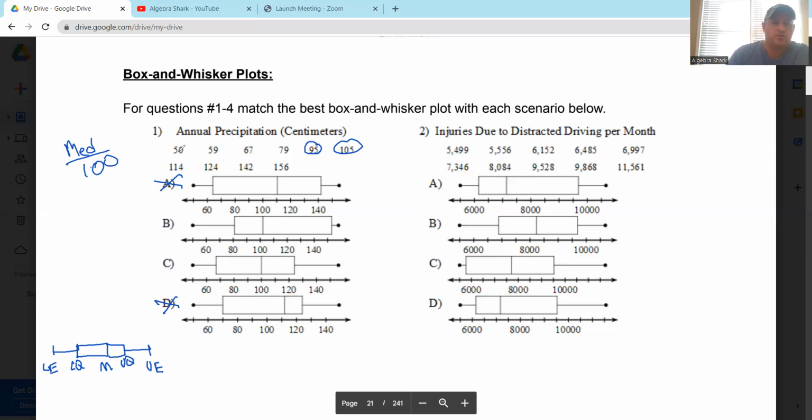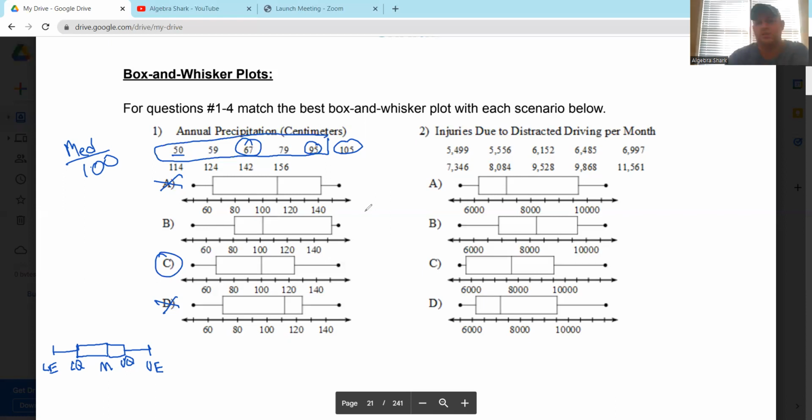So remember what lower quartile is, the middle number between the lower extreme and the median. So if I look at these numbers right here and take the middle, it's going to be 67. So the answer, 67, looks like it would be on C. So C is my answer for number one.